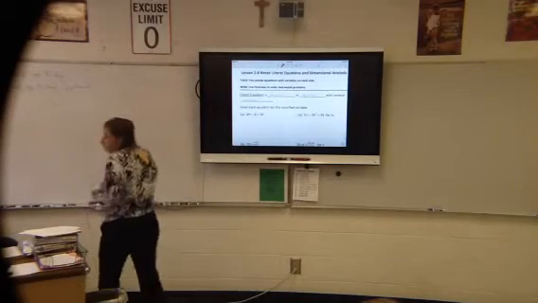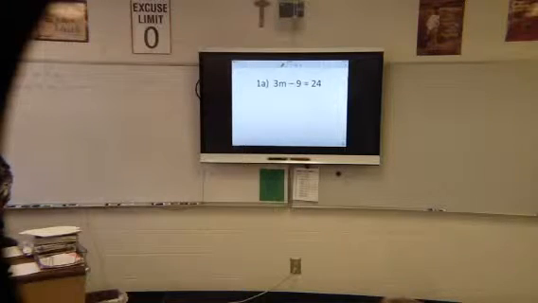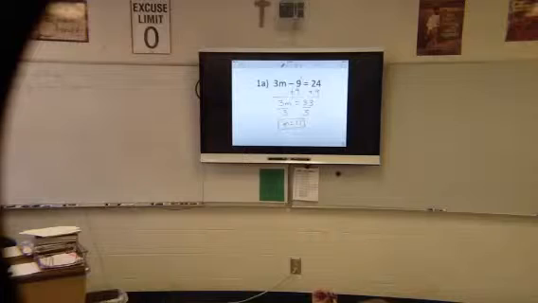Okay, so now if we look at 1a here, how would you solve this? What would we do first? Thomas, starts off. Add the 9 over. Good. So we'd start just by adding 9. So those cancel. So 3m equals, what's 24 plus 9? Good, 33. All right, and then what would our next step, Thomas, be? Divide by 3. Good, divide by 3. So what would m equal? 11. Good, guys. Okay.